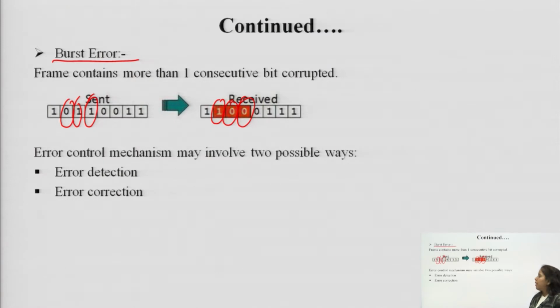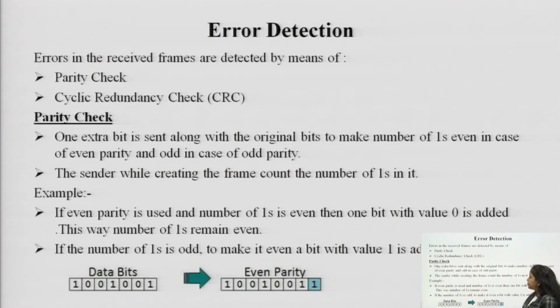The error control mechanism may involve two possible ways: first is error detection, and second is error correction. We have come across the different types of errors. First of all, we have to know how a device can detect an error, and then, if we have detected the error, we go through the correction process.